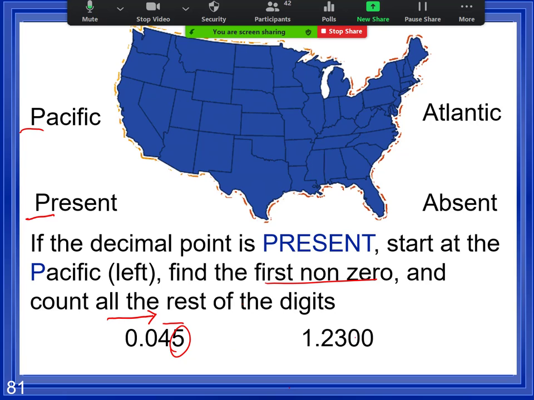If I have 1.2300, the decimal point is present. So I start on the Pacific side and work my way across. The first digit I run into is a non-zero, so that's 1, 2, 3, 4, 5. I count the zeros because everything after the first one you count. So this has 5 sig figs. And the estimated number is that 0 at the end.